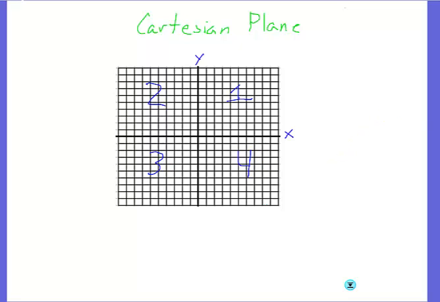These are the four quadrants, and they go counterclockwise. No matter what math you're in, whether you're in Algebra 1, Algebra 2, Pre-Calc, or Geometry, these are the four quadrants. They're not ever going to change. This is what they are, and this is how they are written. Other than that, there's really not much to a Cartesian plane.